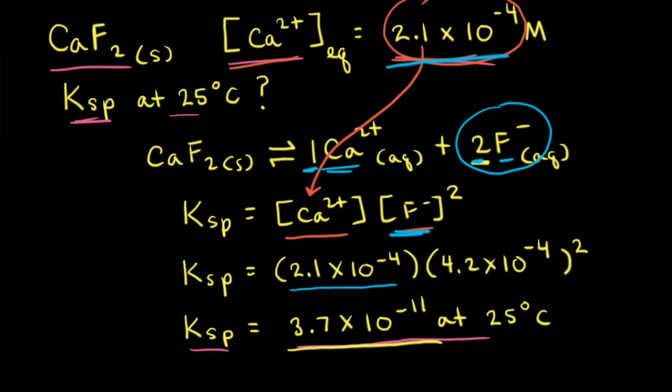Finally, let's think about the molar solubility of calcium fluoride. So how many moles of our salt dissolve to form 1 liter of our saturated solution? Well, the mole ratio of Ca2+ ions to calcium fluoride is 1 to 1. Therefore, the concentration of Ca2+ ions in solution, 2.1 times 10 to the negative fourth molar, that number must also be the molar solubility of calcium fluoride. Therefore, for this problem, we could say that we use the molar solubility of calcium fluoride to calculate the Ksp value for calcium fluoride.